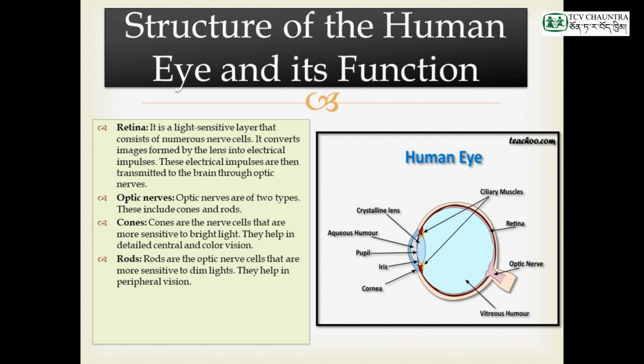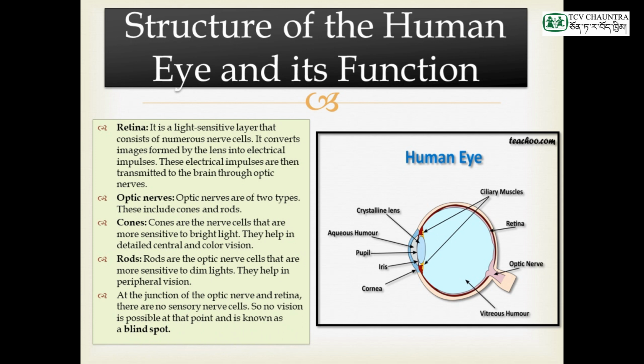The central nervous system, the spinal cord and the brain. The rod shaped cells are more sensitive to dim light, and they help in peripheral vision. Peripheral refers to the secondary part of the central nervous system.